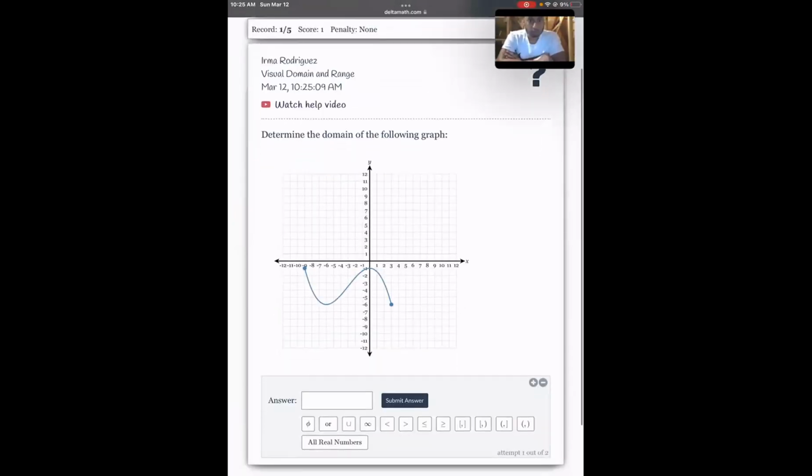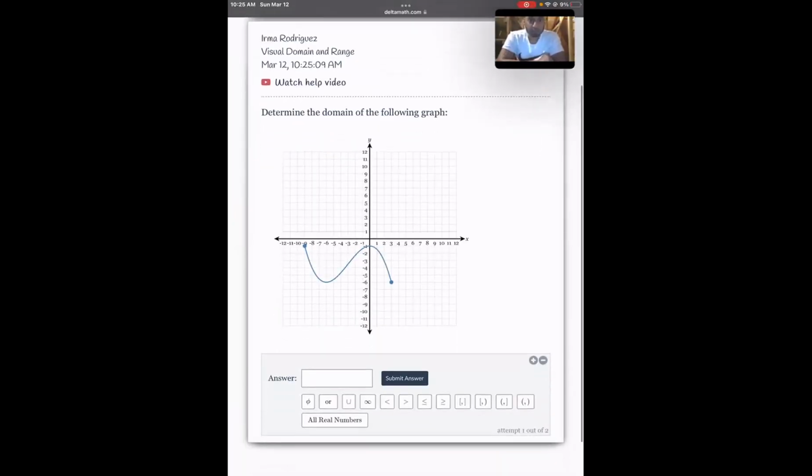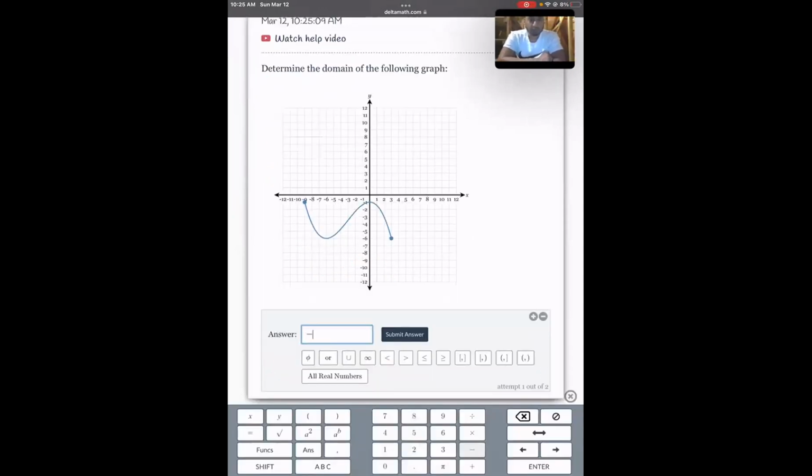Good. Okay, domain, x values. What's the smallest x value? What's the biggest x value? The smallest would be -9. Okay, type in -9. Less than or equal to x. Less than or equal to, what's the biggest x value? 3. Yep, good.